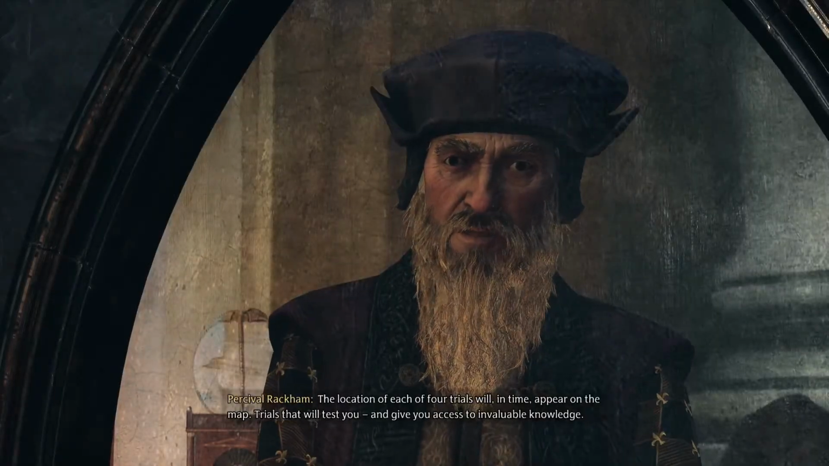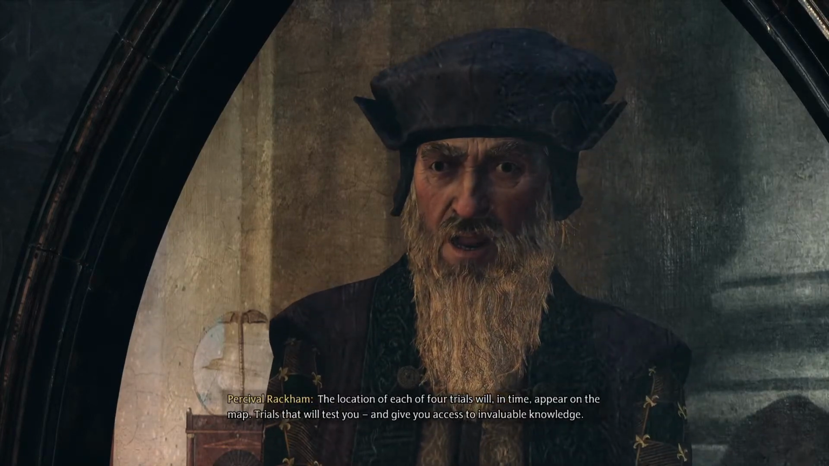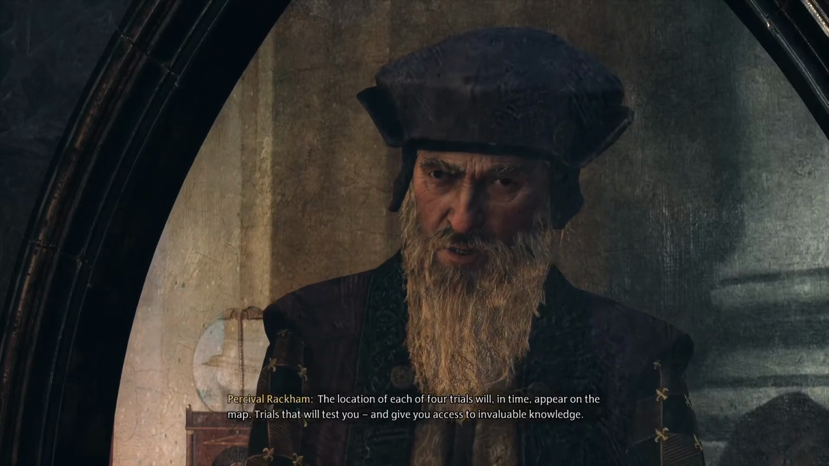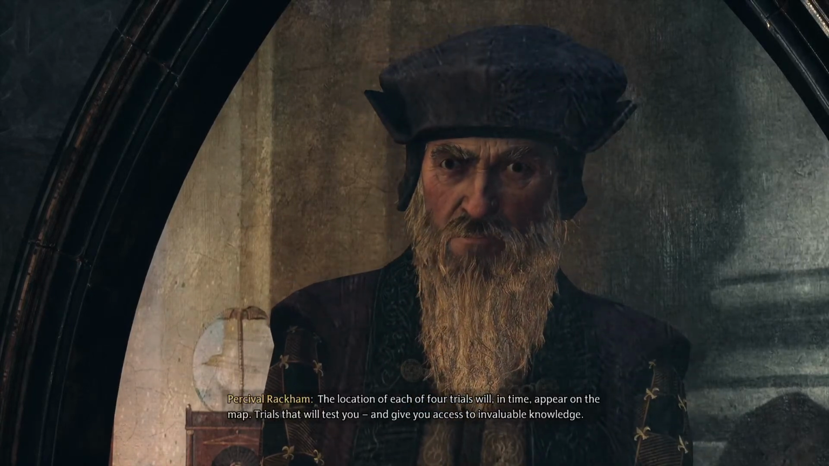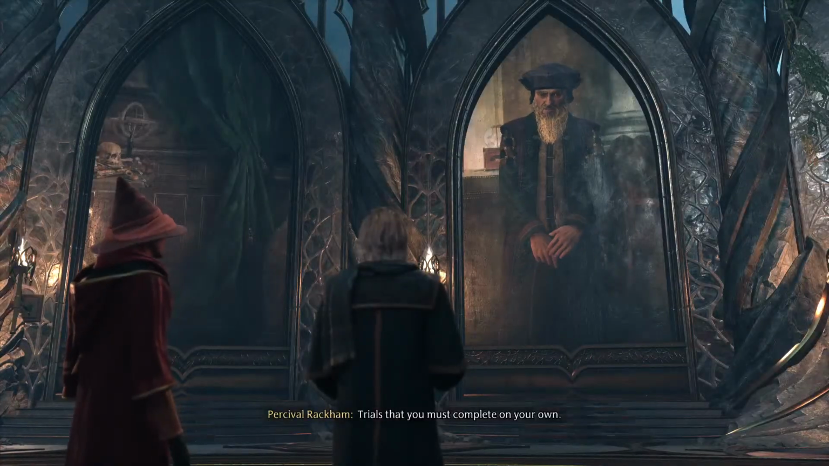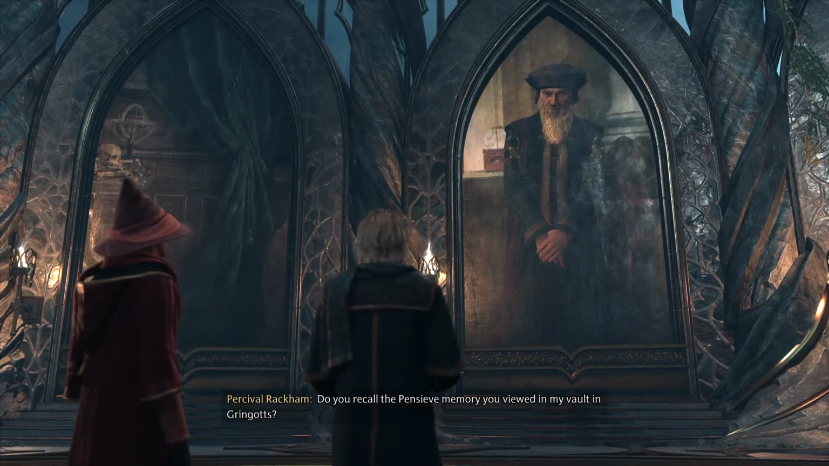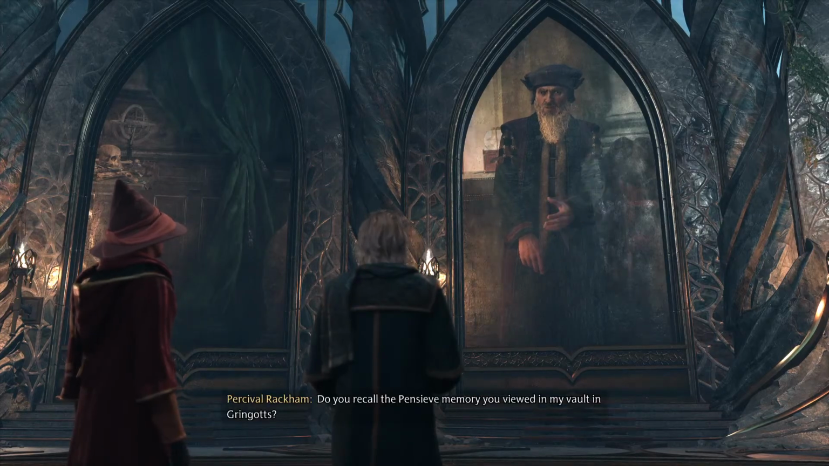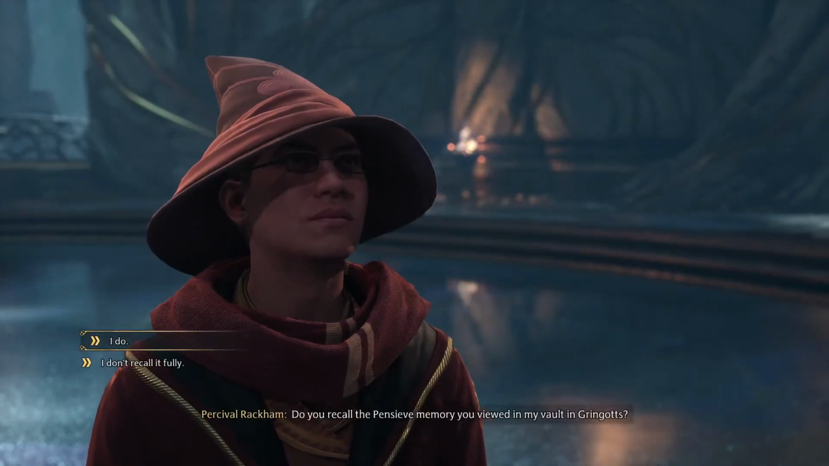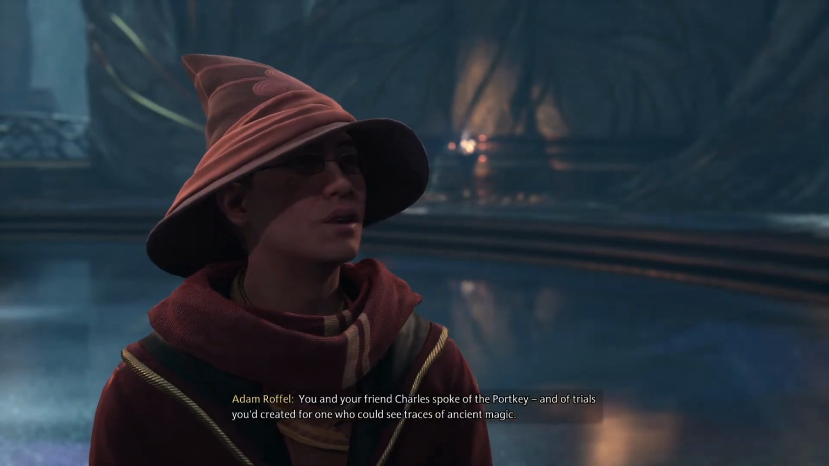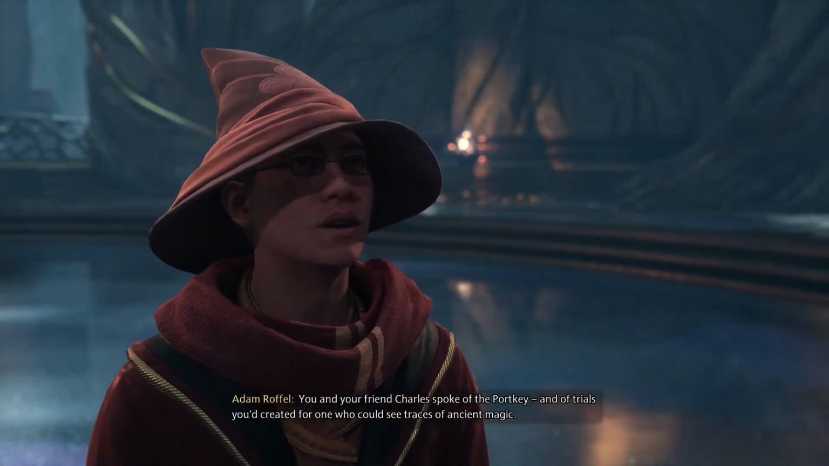The location of each of 4 trials will, in time, appear on the map. Trials that will test you and give you access to invaluable knowledge. Trials that you must complete on your own. Do you recall the pensive memory you viewed in my vault in Gringotts? You and your friend Charles spoke of the port key and of trials you'd created for one who could see traces of ancient magic.